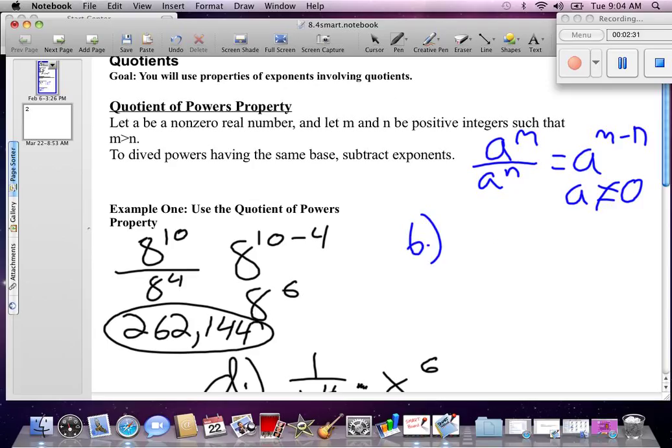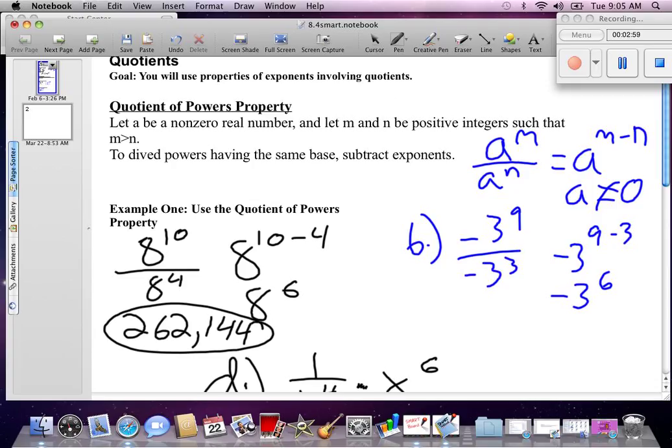B. I've got negative 3 to the 9th over negative 3 to the 3rd. So Melissa, what am I going to do? Negative 3, 9 minus 3. And what's 9 minus 3? 6. So I get negative 3 to the 6th. So you can go ahead and put this in your calculator. Negative 3 to the 6th power. I get negative 729.